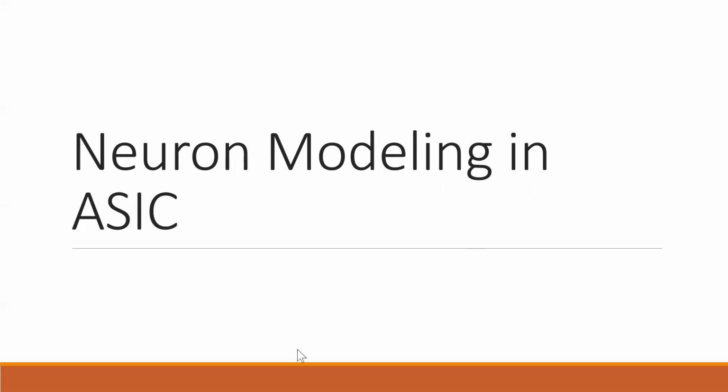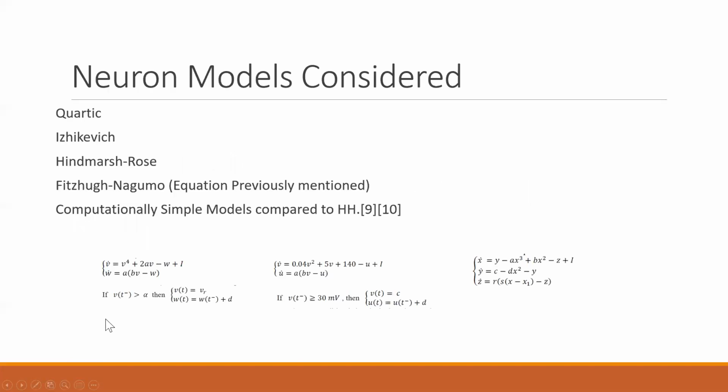So the four models that we are going to evaluate here are the Fitzhugh-Nagumo, the Cordic model, the Izhikevich model, and the Hindmarsh-Rose model. We've already talked about the Fitzhugh-Nagumo model previously, so I won't show their equations here. This is the Cordic equation, this is the Izhikevich equation, this is the Hindmarsh-Rose equation.